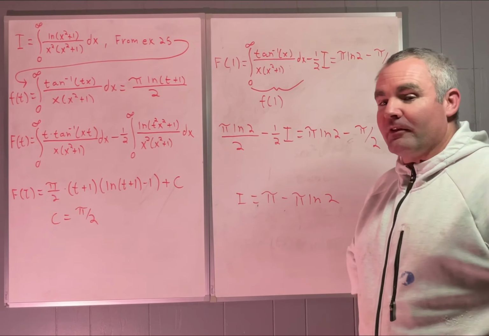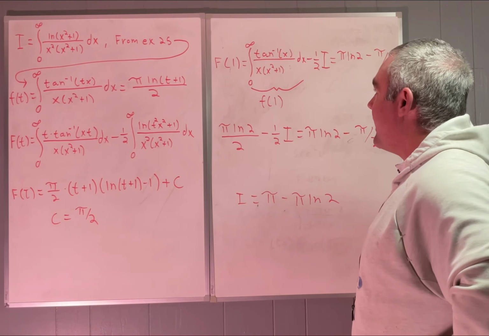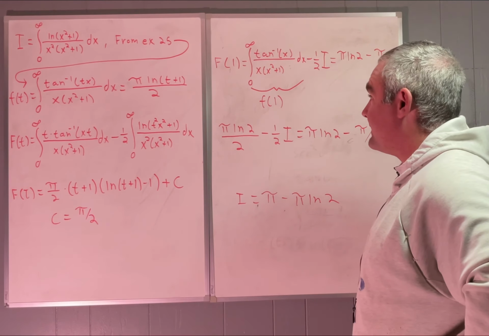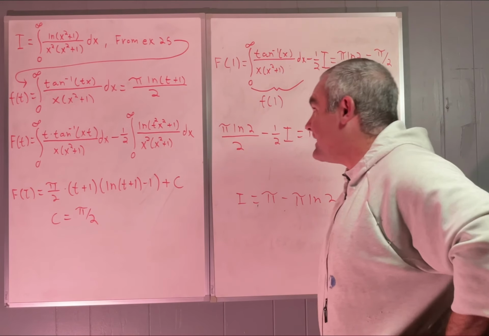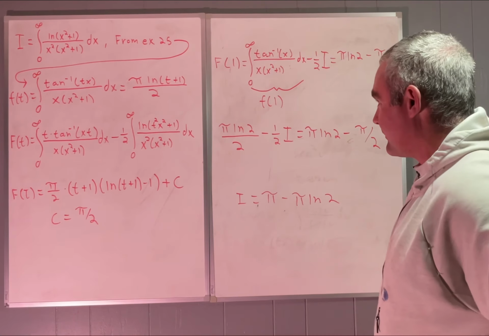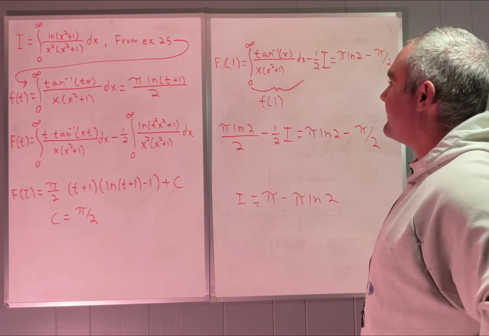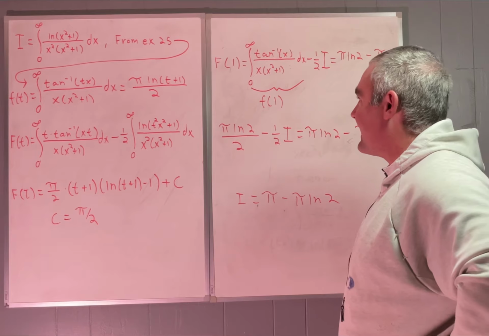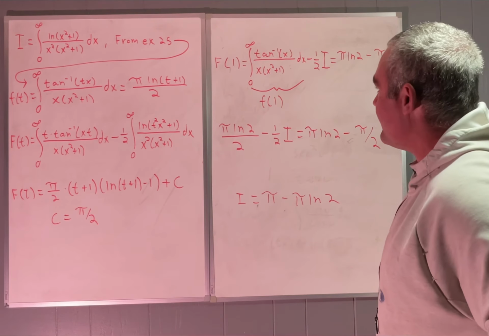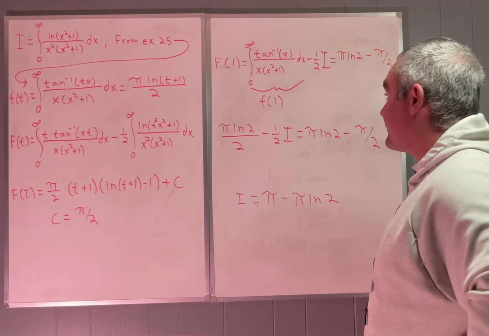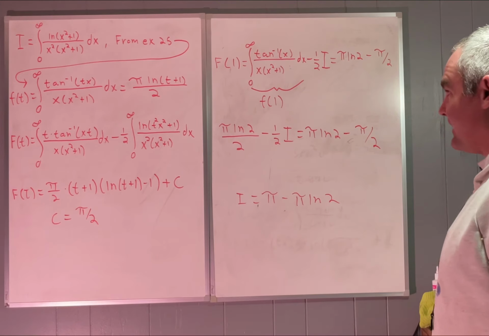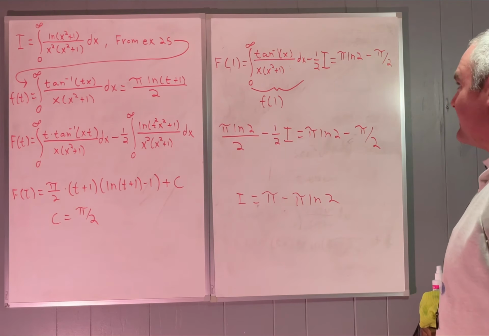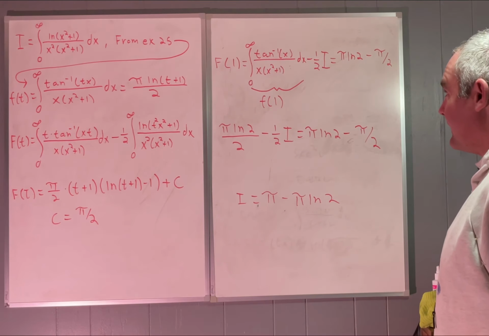Anyway, as part of the process of solving the integral from example 25, we found out that if some function of t is equal to the integral from 0 to infinity of the inverse tangent of tx over x times x squared plus 1 dx, then that function of t will also be equal to pi times the natural log of t plus 1 over 2. Again, check that video out if you want to see why that's true. That's just one of the steps in evaluating the integral from example number 25.